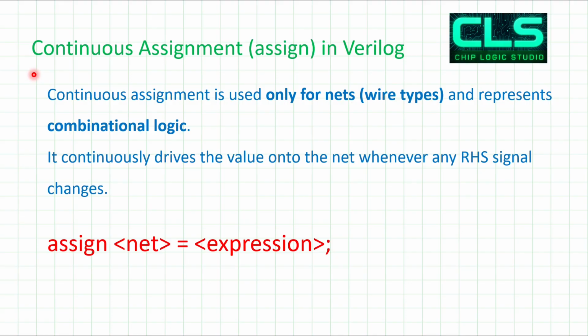So today's topic is continuous assignment in Verilog. Continuous assignment, as its name suggests, is continuously running, meaning the assignment is going on continuously between the RHS and LHS. So the RHS is continuously assigned to our LHS. This is the meaning of continuous assignment, and it is also a block similar to your initial and always block. Continuous assignment is used only for nets, wire types, and represents combinational logic.